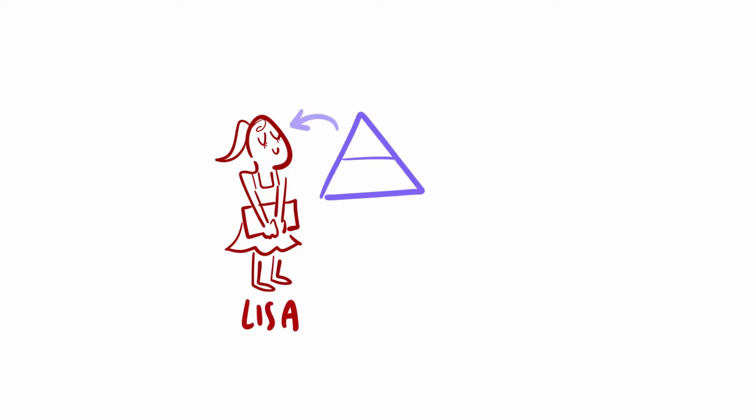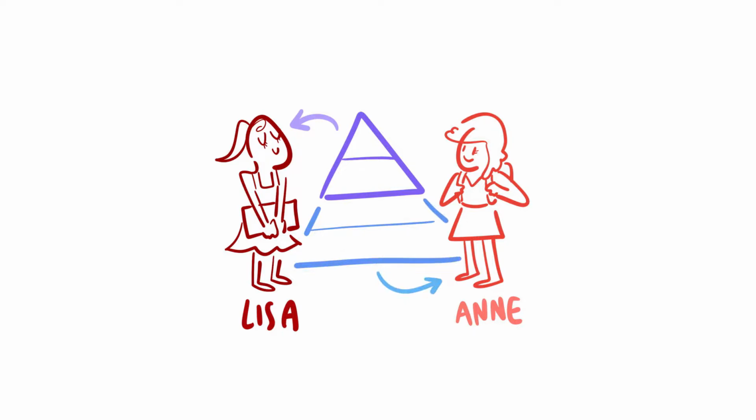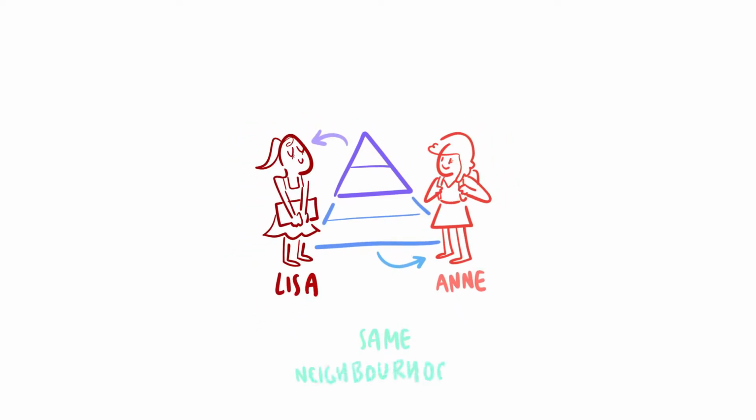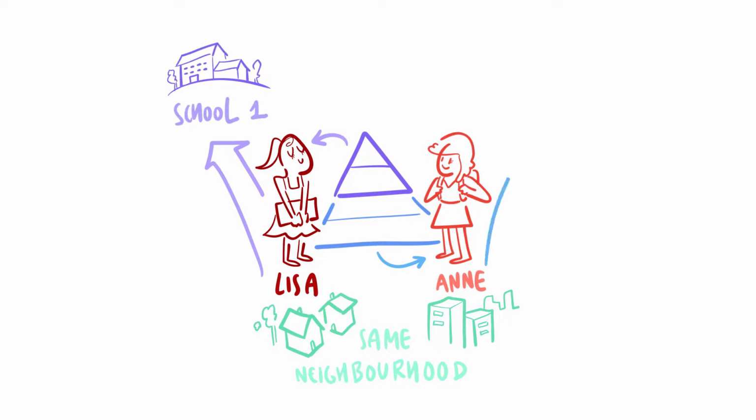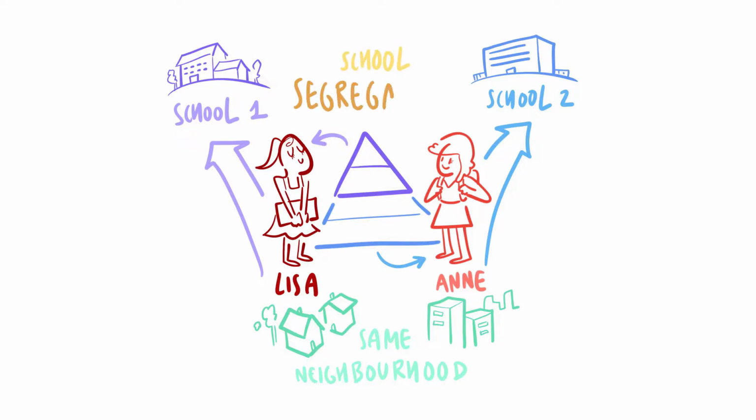Lisa comes from a highly educated upper-income class family. Anne's parents did not finish high school and are unemployed. They live in the same neighbourhood, but they attend two different schools, where they go to class with children from similar social backgrounds. This is known as school segregation and happens due to multiple factors.